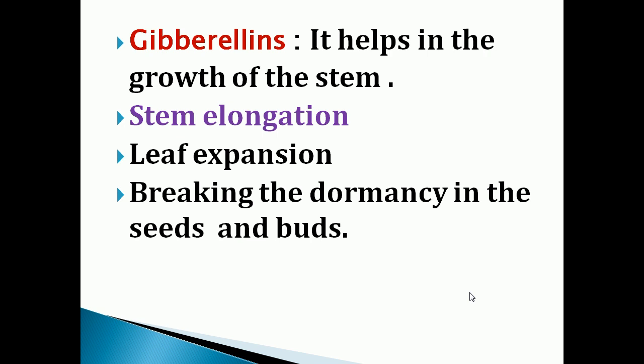Dormancy means the seeds and buds are alive, but even though they are alive, the growth is very slow. So dormancy is the stage in which the seeds or buds are alive but growth is slow. Gibberellins will break the dormancy in the seeds and buds and promote growth. So gibberellin helps in the growth and elongation of the stem, expands the leaf, breaks the dormancy in the seeds and buds, and promotes growth of the plant.